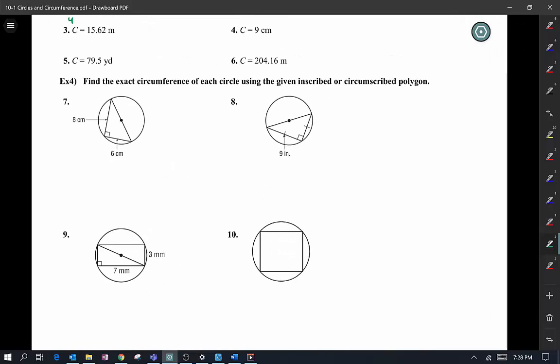Now they're going to give you side lengths of a triangle that's inscribed inside of a circle. Inscribed means drawn inside of the shape. And what you're going to do is find the circumference of that shape. Well, in order to find the circumference, you need to find the diameter, because circumference is equal to pi d. So we need to find the diameter.